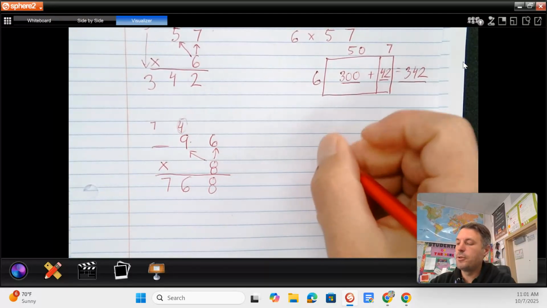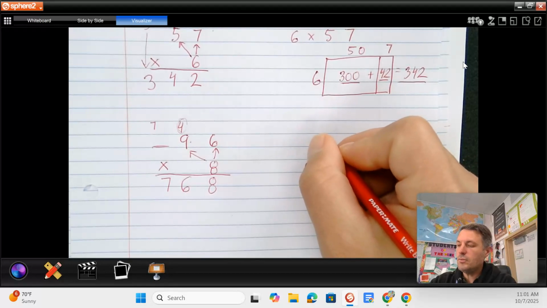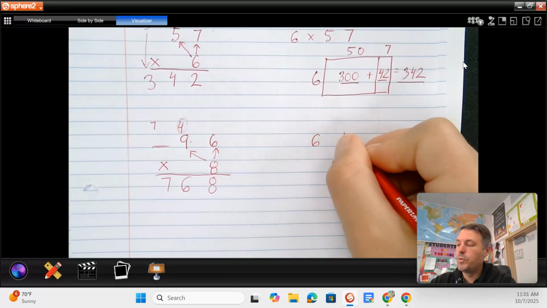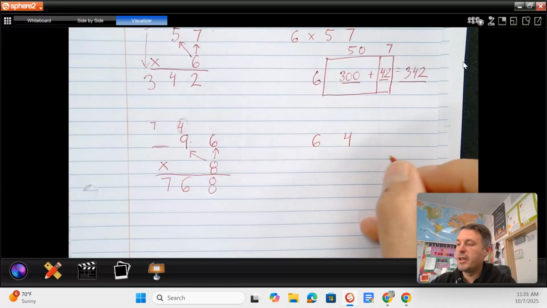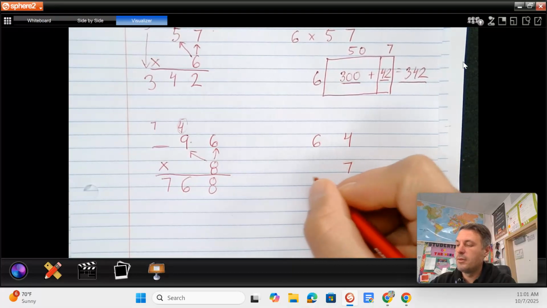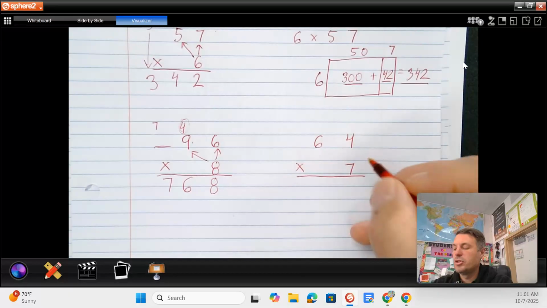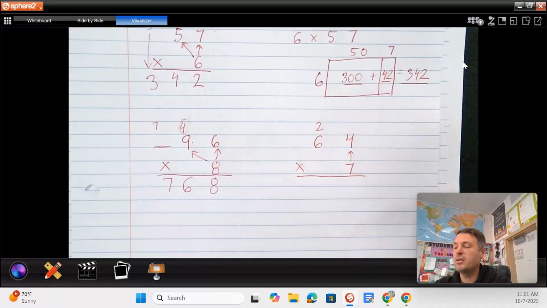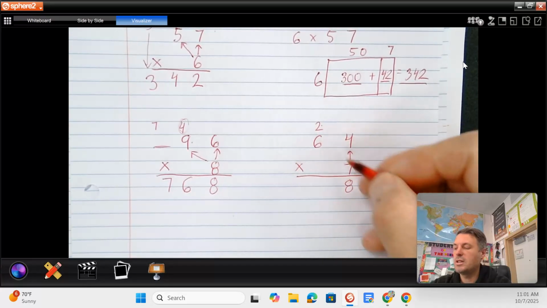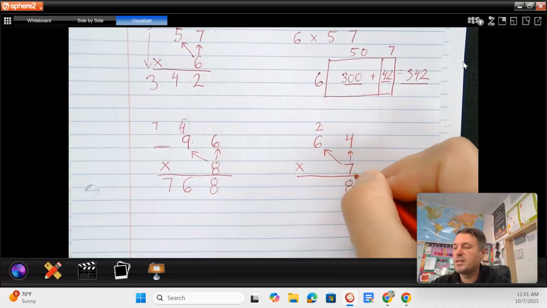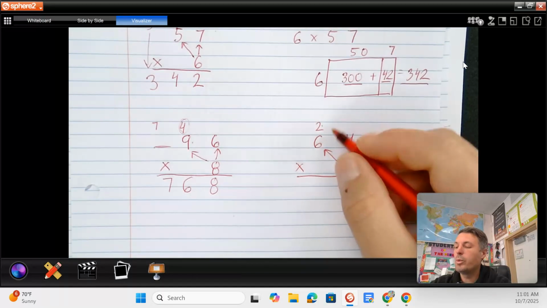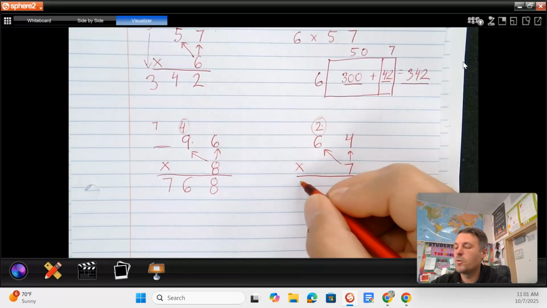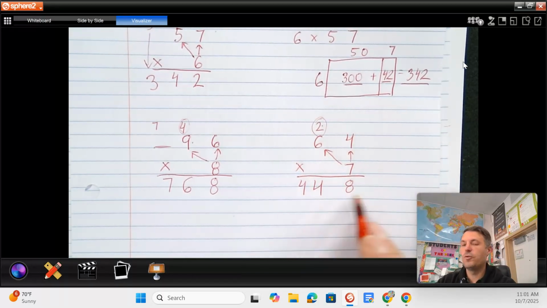Let's do another example. Let's do 64 times 7. So we do 7 times 4 first, and that's 28, but we have to regroup. So the 2 in 28 goes above the 6, and the 8 in 28 goes here. So 7 times 4 is 28. Then we do 7 times 6, that's 42. We have to add the 2 that we carried, so that's 44. So the answer is 448.